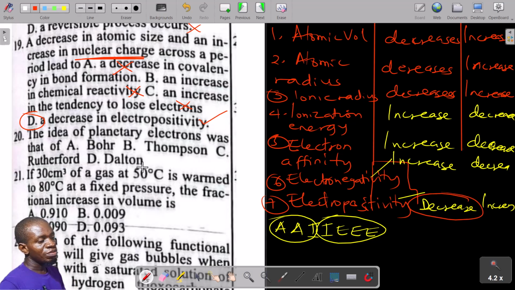Okay, so let's look at question number 20, a quick one, before we cut this video. Question number 20 says that the idea of planetary electrons, that electrons go like planets, was that of who? Rutherford. It is the idea of Rutherford, not Neighbor, not Thomson. All right, in my next series I'm going to continue from the next question to the last one.